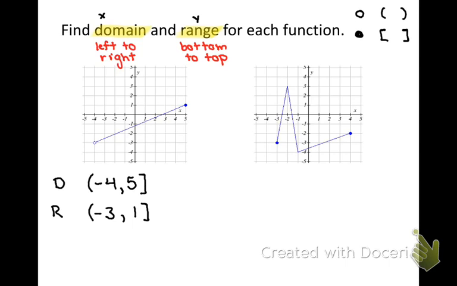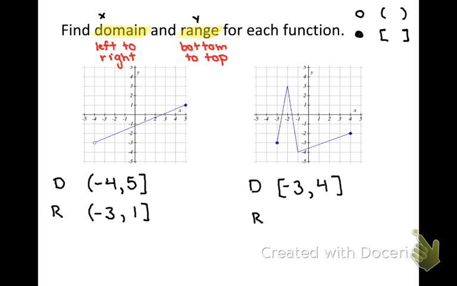Let's jump right on to that example on the right. Okay. Looking left to right with my domain, I see that the x value furthest to the left that this graph obtains is at -3. Notice that the point that's associated with that x value, -3, is closed, so this is going to get a bracket. Furthest x value to the right is 4, and that also is closed, so it's also going to get a bracket.